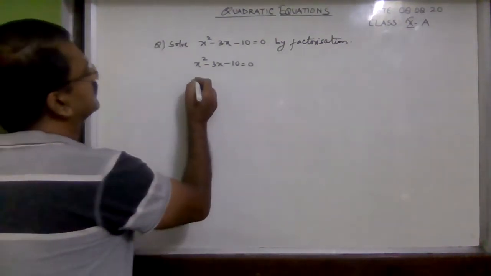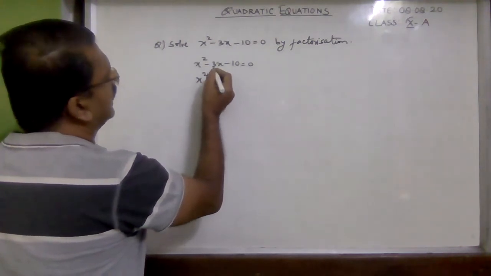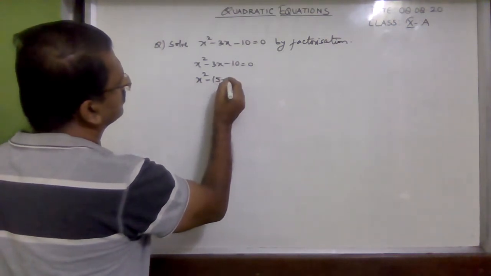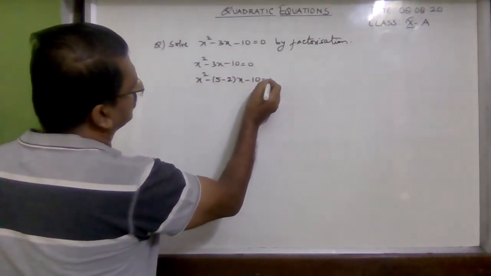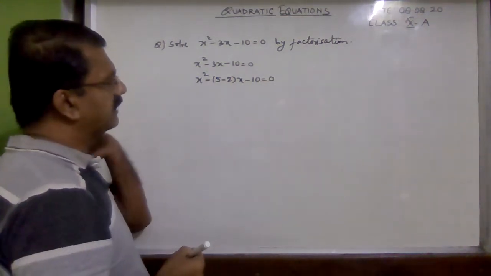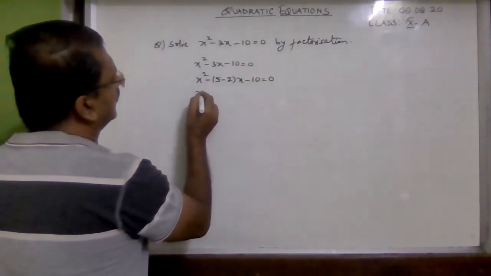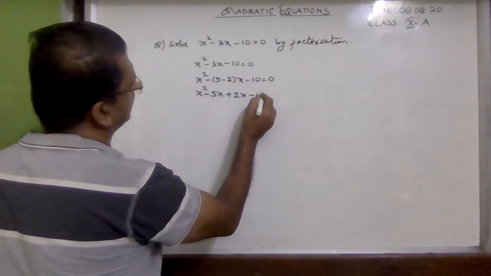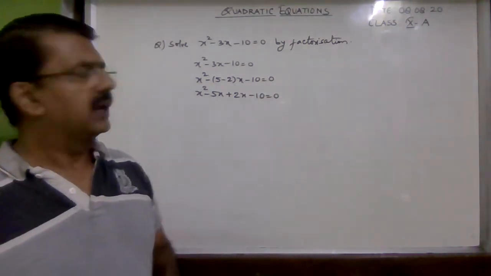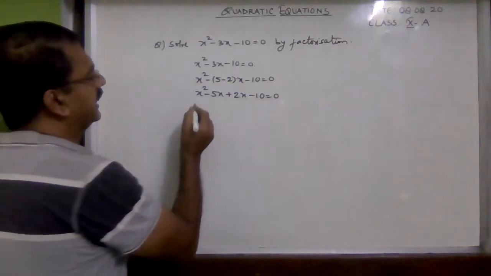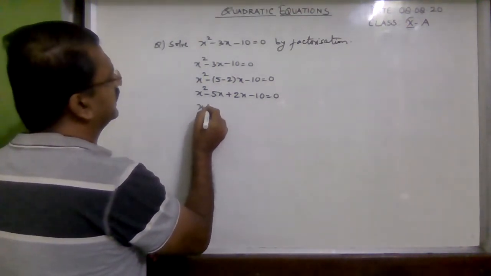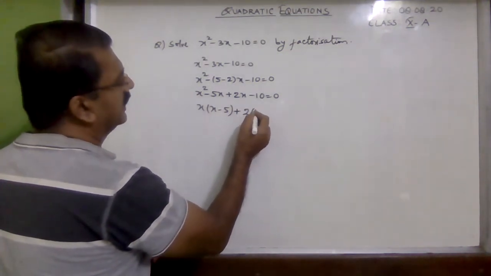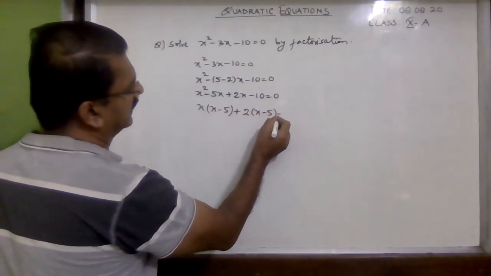So now what we do, x square minus, in place of 3 you write down 5 minus 2, and then minus 10 is equal to 0. When you open the bracket, it is x square minus 5x plus 2x minus 10 is equal to 0. Now from the first two terms, if you take x common, then in the bracket you will have x minus 5, and from the next two terms if you take 2 common, then you will have x minus 5.